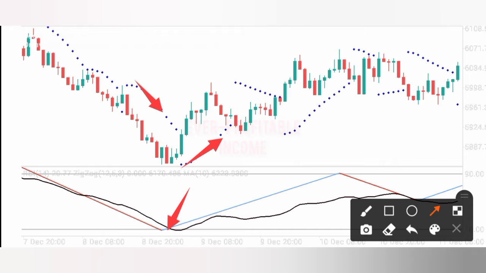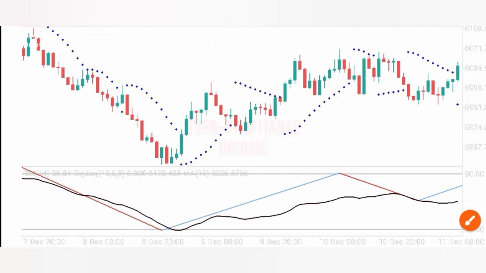Okay, now after that we have to wait for the parabolic SAR to come below the price, and as soon as the parabolic SAR comes below this price, you will see the first two dots over here. That is a signal that price is actually going bullish. And then you wait for the opening of the next candle right here and you get into the trade and you ride massive profits. So this is how to use this strategy to catch massive spikes, guys.